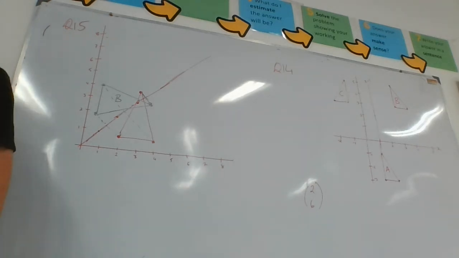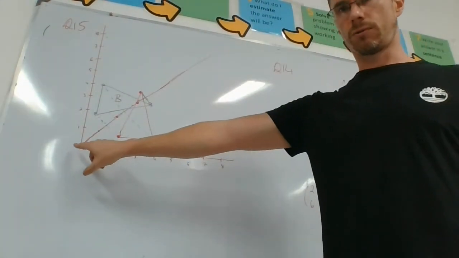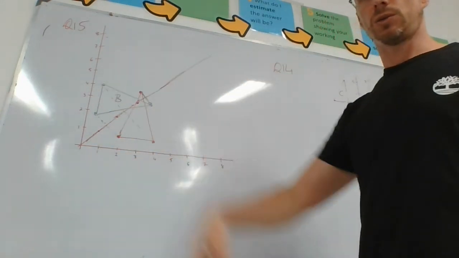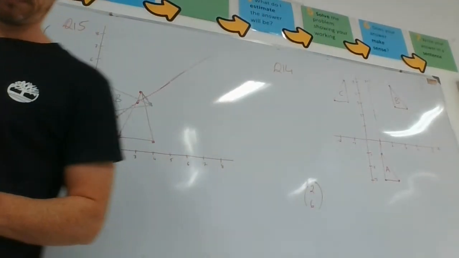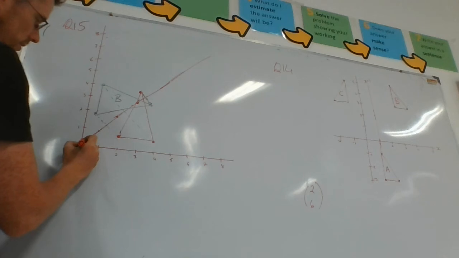Alright, the last thing to do is enlarge this by a scale factor of 2 with the origin as the center of the enlargement. So the origin, 0, 0. So right here, where x meets y. Alright. So, scale factor of 2. Remember again, here is our center.